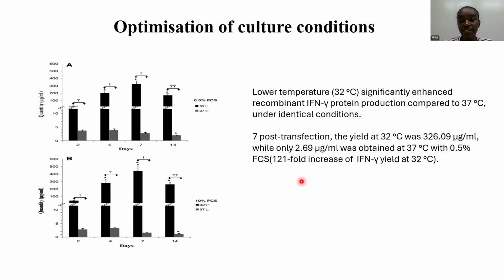But at 37 degrees, even with a different concentration of the serum, the yield was found to be lower, that is 2.69 microgram per ml at 37, and hence the difference in temperature was found to be very critical, as there was a 121-fold increase of interferon gamma yield at 32 degrees Celsius compared to that produced at 37 degrees Celsius.